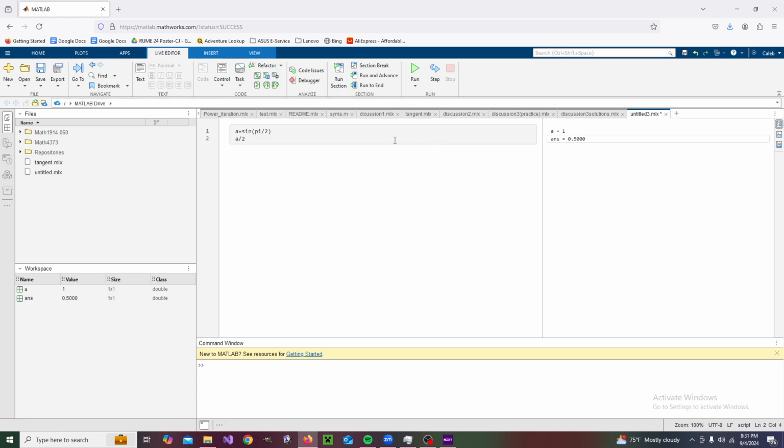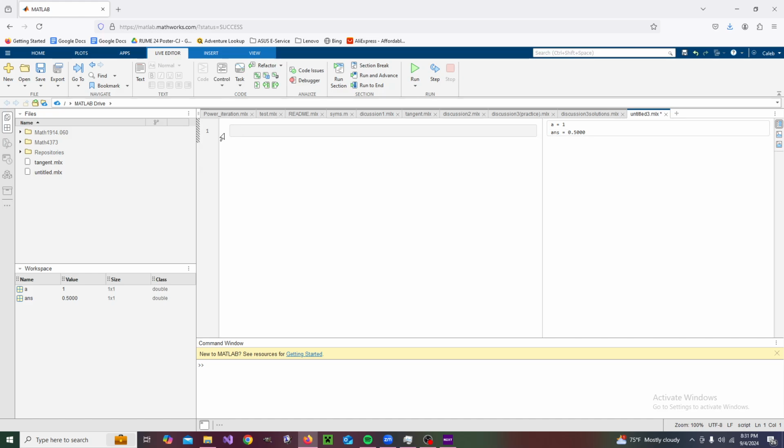And that is kind of the idea behind code. You're telling the computer, I want you to do this sequence of things in this ordered list. Do step 1, do step 2, do step 3, do step 4. And it will execute all of those in order. So that is what's happening in MATLAB.